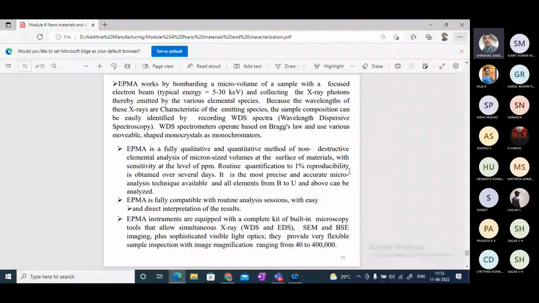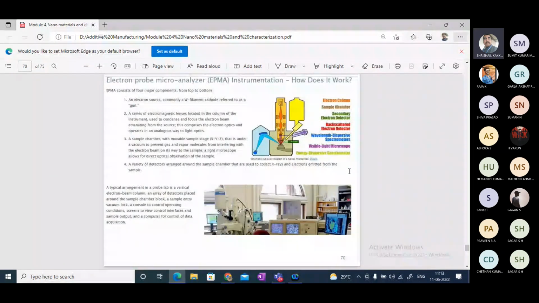WDS, that is the electron beam microanalyzer, works here also. This particular cabin belongs to the electrons or X-ray emission for analysis purposes. And here a series of deflectors, collimators and lenses are used to direct and redirect the electron beam which is emitted from the cathode.